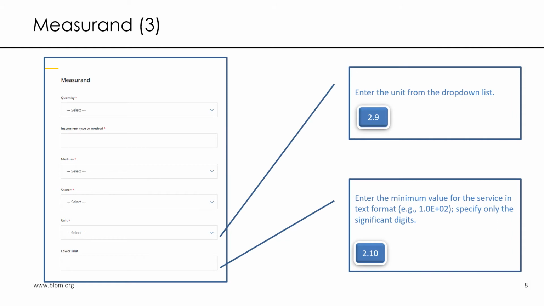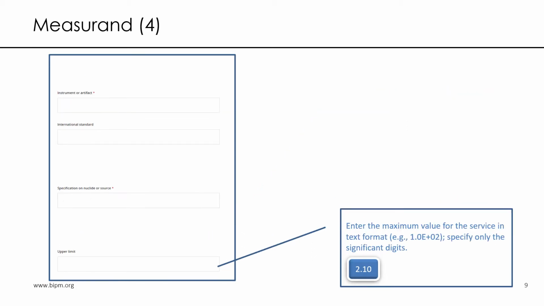The next step is to enter the unit, which you get from the drop-down list that appears, and then enter the minimum value for the service, the lowest activity that you can offer. And after that, enter the maximum value for the service that you can offer. For both the minimum and maximum, please enter only the significant digits.